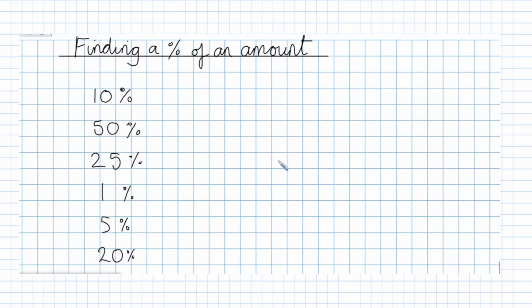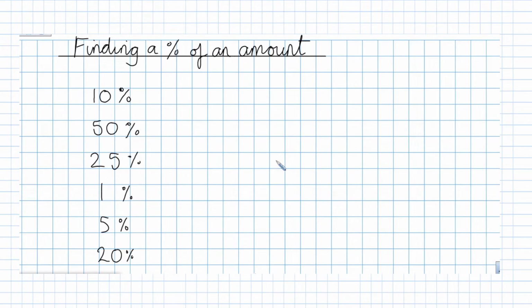So here we're looking at finding a percentage of an amount. In a sense, this is very similar to coin card. So actually, if you remember back to last week, we looked at coin card in our long division questions. So finding a percentage of an amount is very similar to coin card, because you've got 10p, 50p, 1p, 5p, 20p. The only one we don't have is 25p.